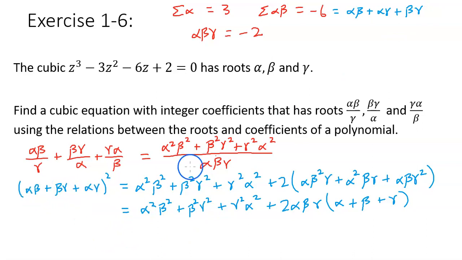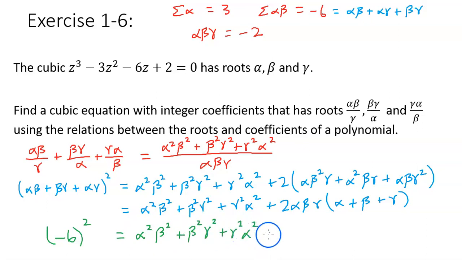So substituting everything in, we've got alpha beta plus beta gamma plus alpha gamma is equal to -6. So we got -6 squared is equal to the thing we're looking for, alpha squared beta squared plus beta squared gamma squared plus gamma squared alpha squared, plus 2 times alpha beta gamma, which is -2, times alpha plus beta plus gamma, which is the sum of all three roots, which is 3.